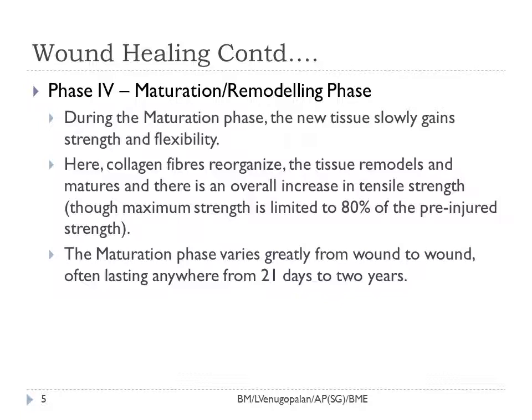During the maturation phase, the new tissue slowly gains strength and flexibility. If you have an injury or have undergone a surgery, then although the sutures would have been removed and your wound is completely closed, it is still not as flexible as it was before the incision. The maturation results in the formation of collagen fibers which reorganize the tissue, remodel and mature it, and there is an increase in overall strength. Now this strength is limited to 80% of the previous strength. A remodeled tissue might not gain as much flexibility as the original tissue.